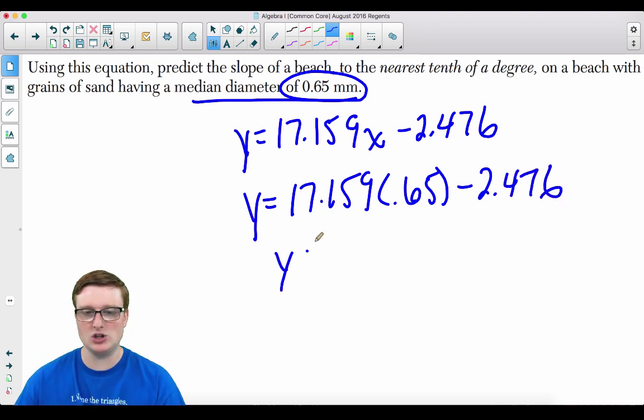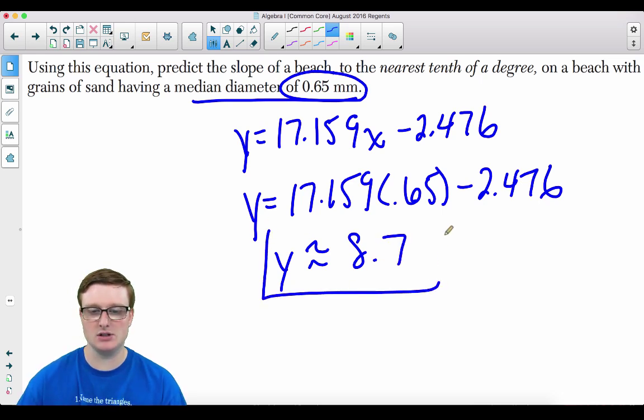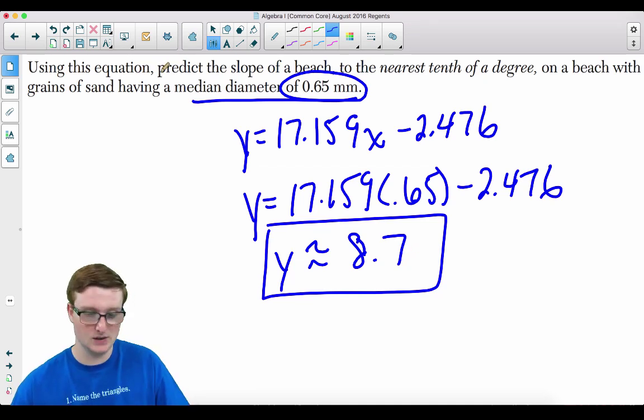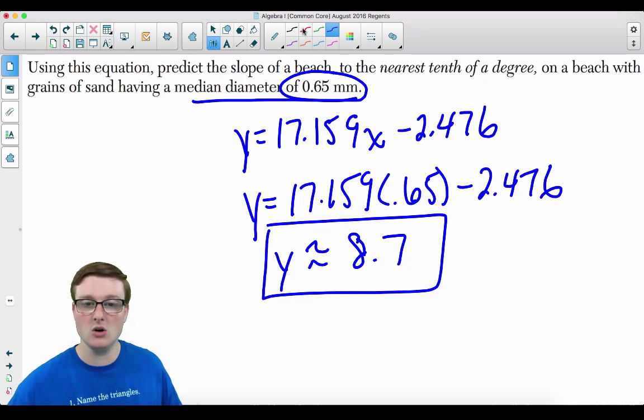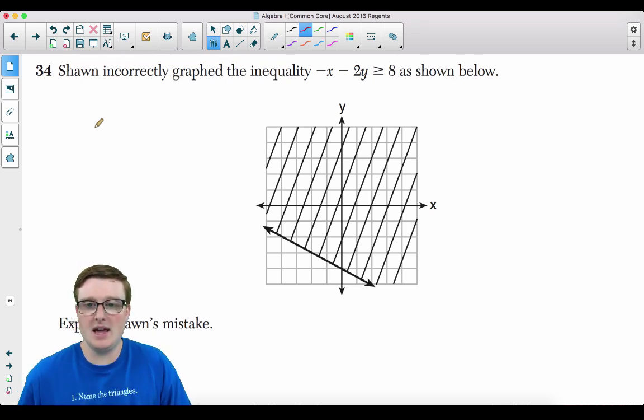When you get that into your calculator, that is approximately equal to 8.7, rounded to the nearest tenth of a degree. So y is equal to 8.7. That is the slope of the beach with a median diameter of 0.65 millimeters. Okay, that's it. 34. Sean incorrectly graphed the inequality negative x minus 2y is greater than or equal to 8 as shown below. Explain Sean's mistake.